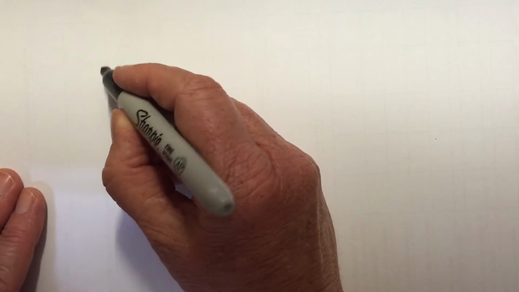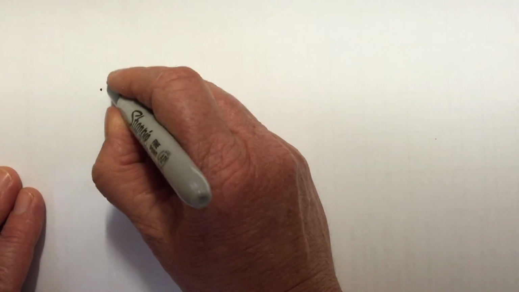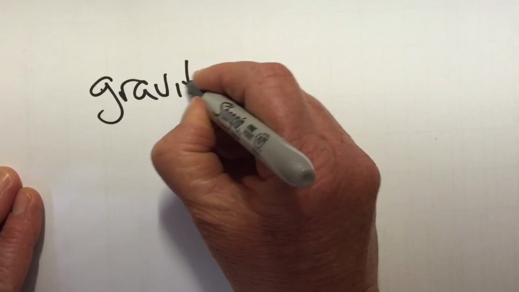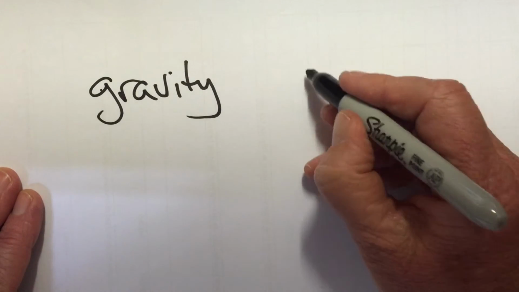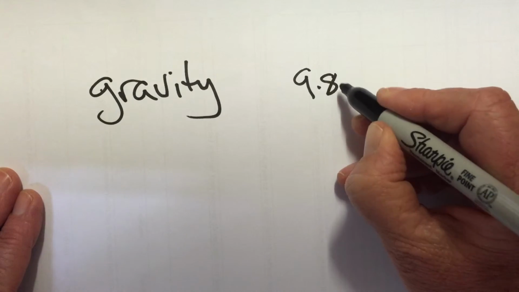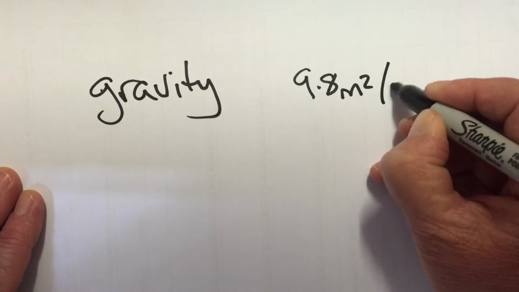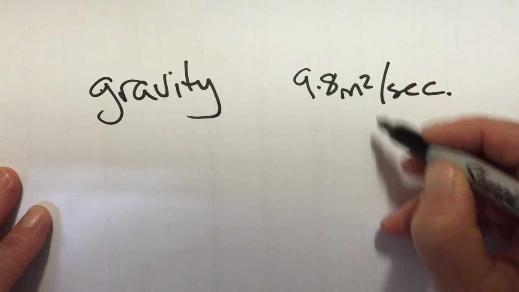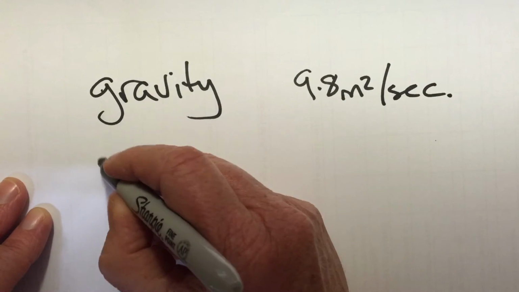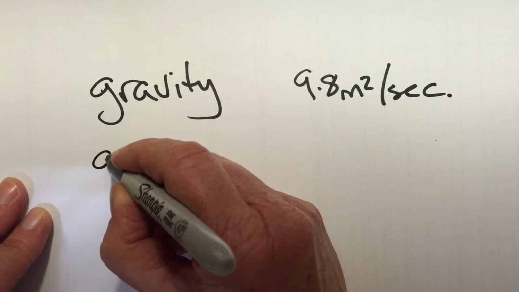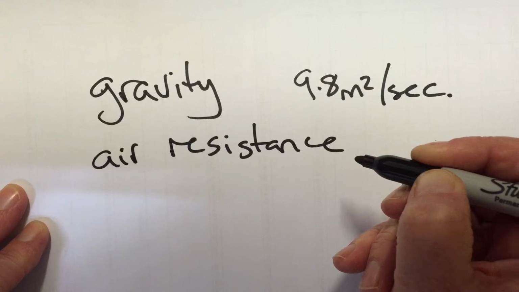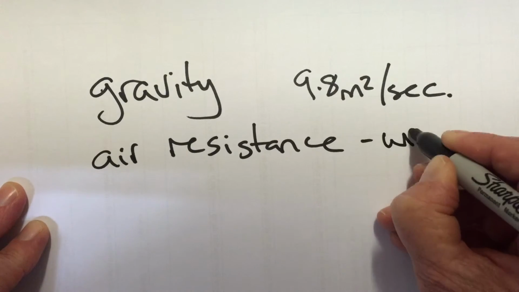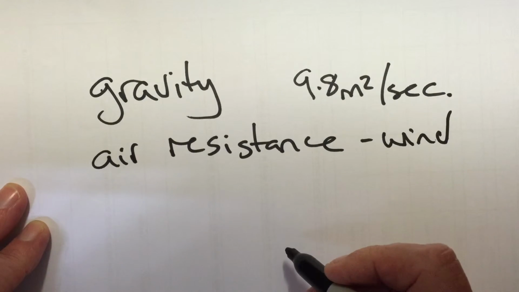Now, there are three other things that will come into play. One is gravity. As soon as something goes into the air, gravity is going to push it down, and that works at 9.8 meters per second squared. So it's going to push it down. So gravity. There is air resistance, and particularly you can think about if you're outside and you've got wind, that's going to impact on the flight of an object.